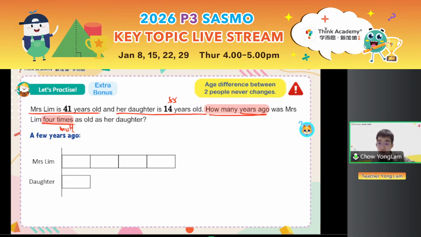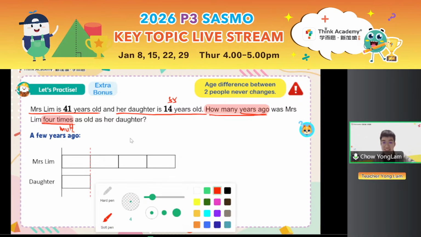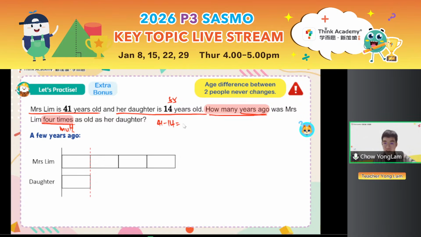But do you know the difference between them? Okay, so you know that the age difference between them is 41 minus 14 equals 27 years old. Now, currently, their age difference is 27. Will the age difference ever change? Does that mean 10 years ago, the age difference is different? 20 years later, the age difference is different? No, right? If you know their age difference now, then the age difference will be the same forever, right? Whether it's years later or years ago, it's always the same. The age difference between two people will never change.